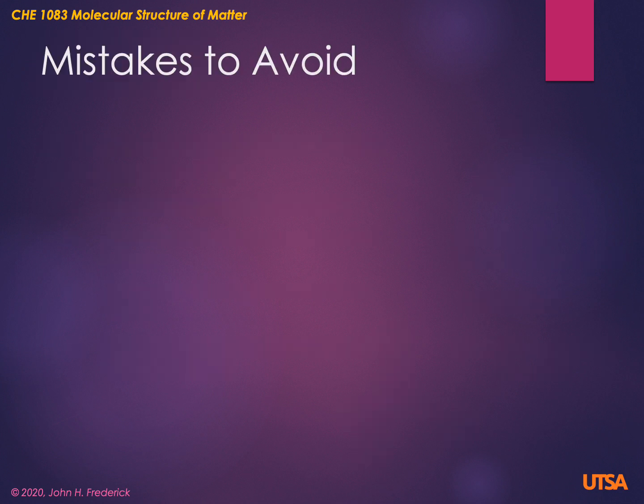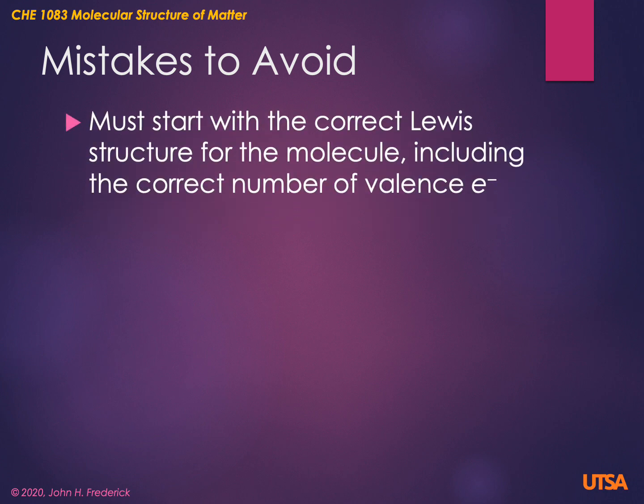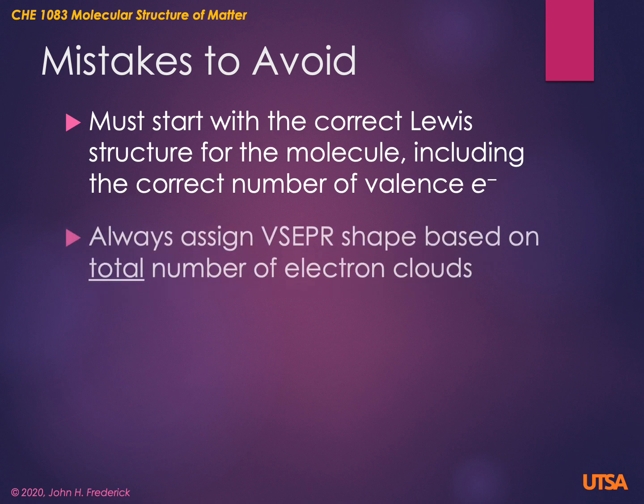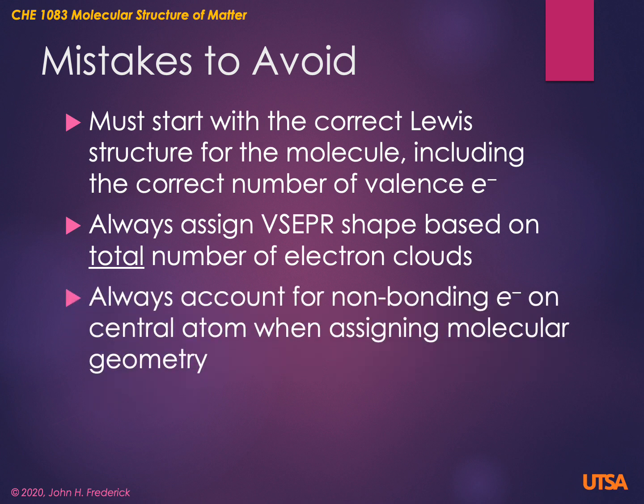So there are a few mistakes you want to avoid when you're finding molecular geometries. One, please start with the correct Lewis structure for the molecule, including the correct number of valence electrons. If you get this wrong, you'll never get the molecular shape correct. You always want to assign the VSEPR shape based on the total number of electron clouds. That is the total number of bonds plus the number of pairs of non-bonding electrons. Each pair constitutes another electron cloud. Finally, account for those non-bonding electrons on the central atom and assign the molecular geometry based purely on the locations of the atoms around it.